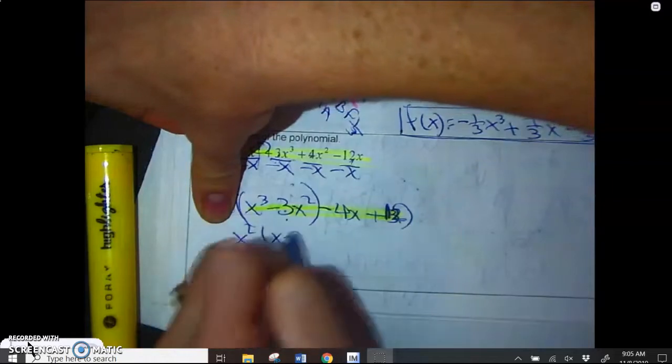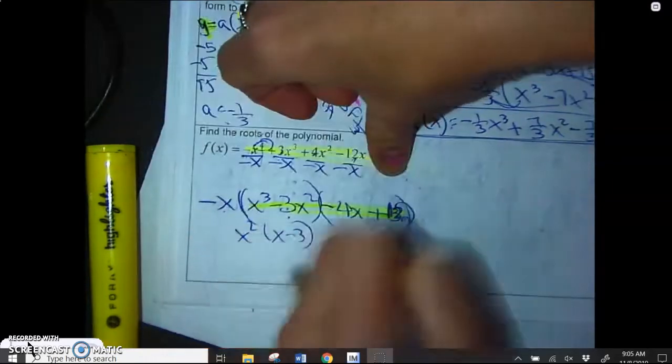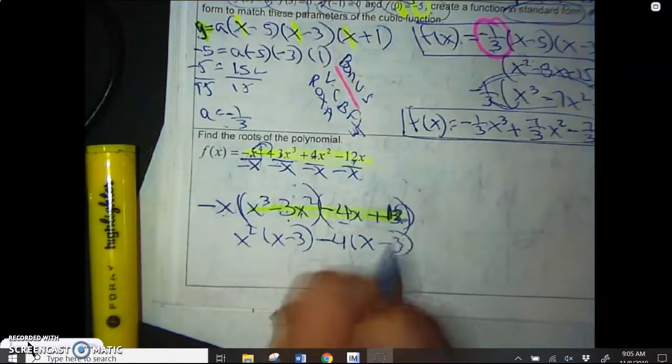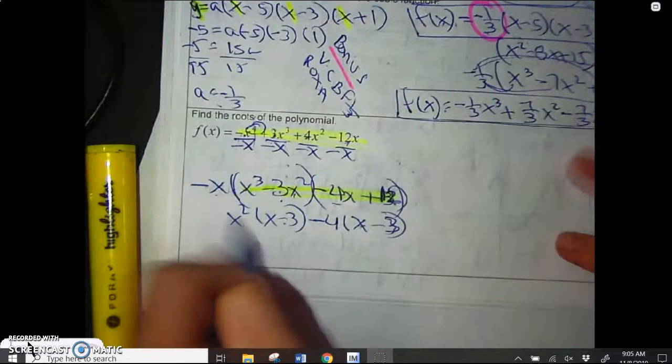x squared, x minus 3. This is plus minus, this is minus plus, so you take out a negative, x minus 3. There's the match.